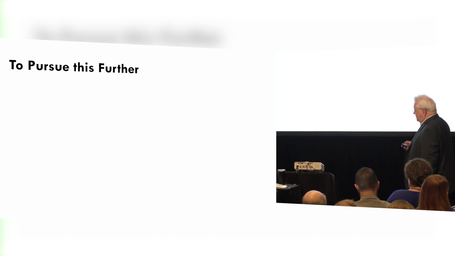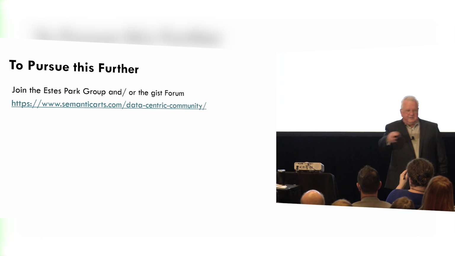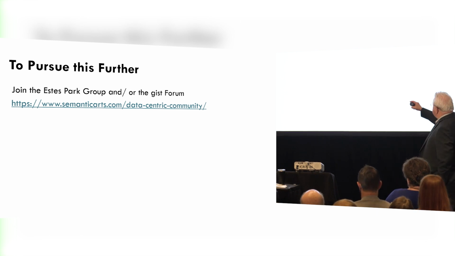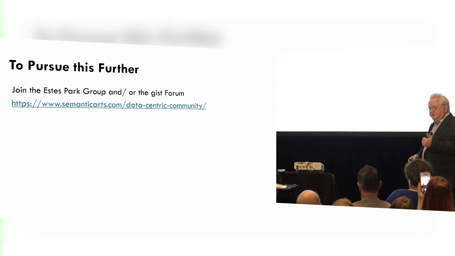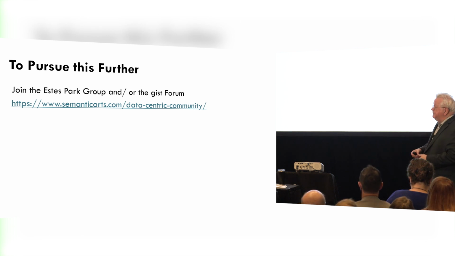Now, here are some resources. If this is of interest to you, here's a couple of places to get started. We have a couple of communities of practice that are open to the public. If you go onto our website, we're reorganizing it, but I think that will still fit. One of them is called the Estes Park Group, where we look at what architecture you need if you're going to implement this, and a lot of vendors come to that. The other one's called the GIST Forum, where people just talk about what's the best abstraction to represent these things.